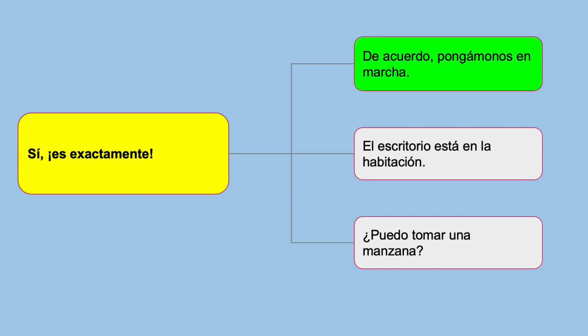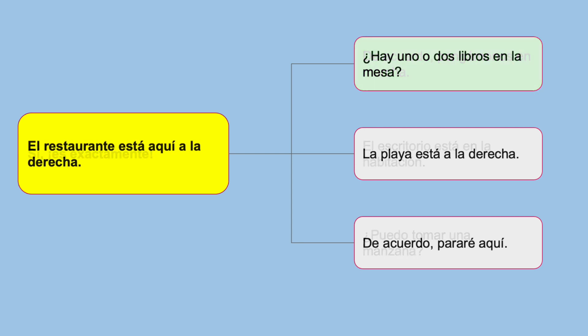The best option would have been the first option, de acuerdo, pongámonos en marcha. Agreed, let's get going. Or agreed, let's go. El escritorio está en la habitación translates into the desk is in the bedroom. Puedo tomar una manzana? May I have an apple? Neither of those two would seem appropriate responses based on the prior script.